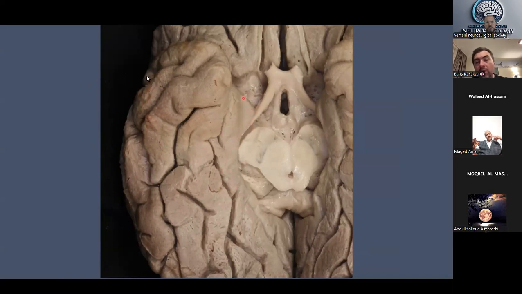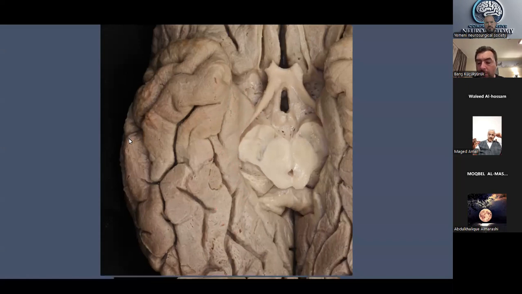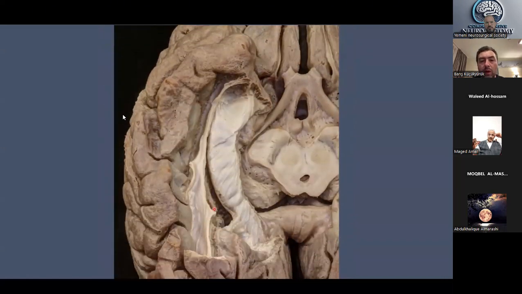As I said, at the apex of the uncus here, there is the anterior segment, which hosts the amygdala and the head of the hippocampus, and the posterior segment. All this surface is actually entorhinal cortex, as I said, which carries the afferent and efferent pathways into the hippocampus. Now let's remove the parahippocampal gyrus and partially the fusiform gyrus to have this.